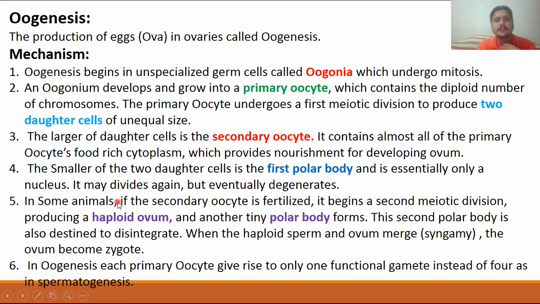This secondary oocyte may then be fertilized and develop into the haploid ovum after meiosis 2, and another polar body is produced. So that means a total of three polar bodies are produced, two from the previous polar bodies, and one from the division of secondary oocyte into the mature egg. So three polar bodies are produced during the oogenesis, and only a single ovum or egg is produced that is ready for fusion with the sperm. So this is totally about the oogenesis.